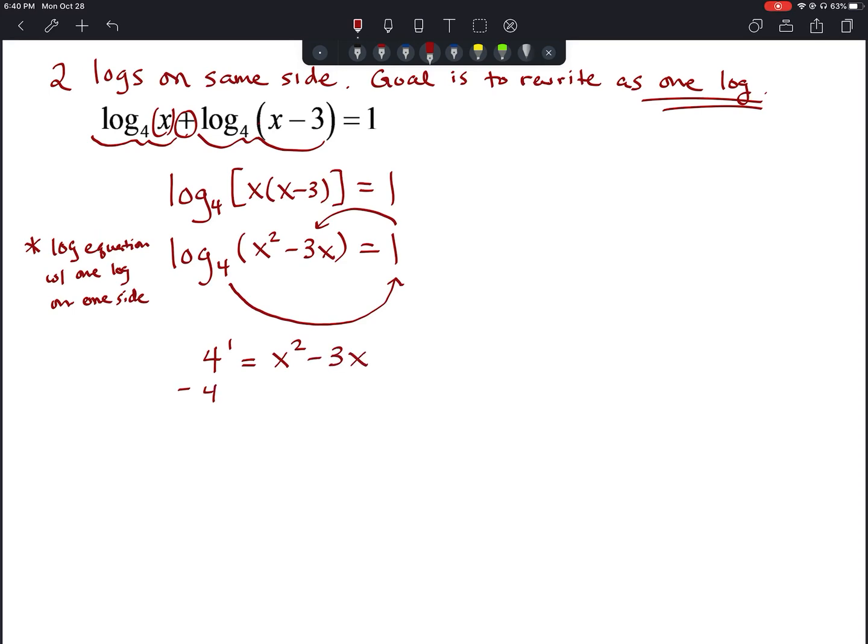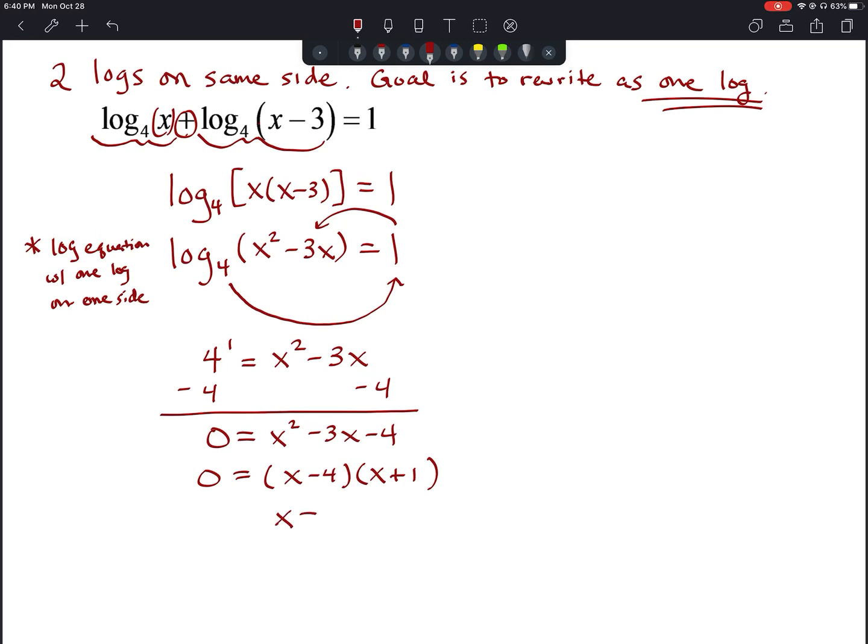We'll go ahead and set it equal to 0. So 0 is equal to x squared minus 3x minus 4. That should factor into x minus 4 times the quantity x plus 1. So x equals 4 and x equals negative 1, before we go through and check it.